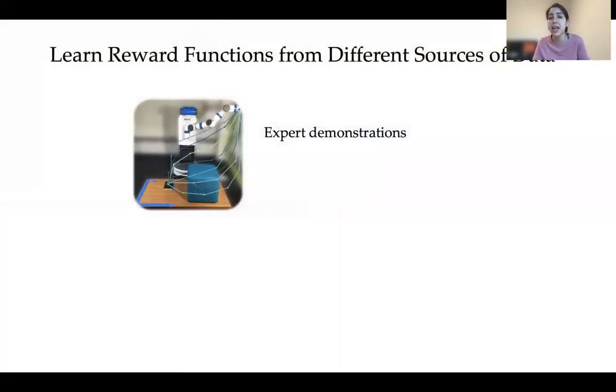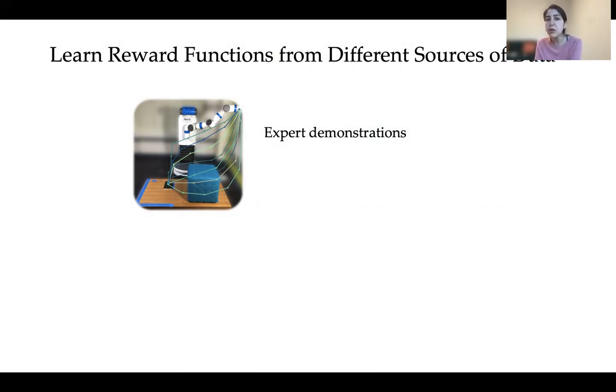So this is the standard form of the problem, where I bring in a person and the person provides expert demonstrations, either through kinesthetic teaching or VR, or through teleoperation. And from those expert demonstrations on the robot, I'm going to try to learn either a policy or a reward function that captures what the human really wants, or what is the computational model of the human.